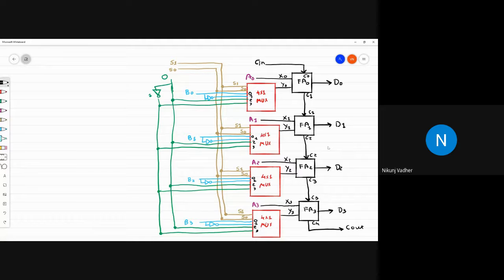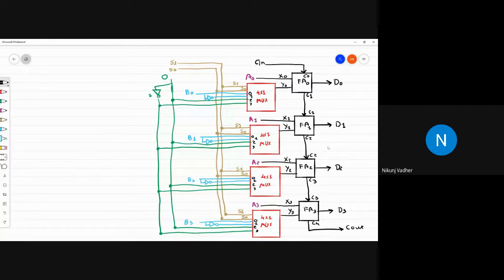Now, you see, from this figure, we can say that this A0 and B0 are the variables. Okay, and how many input parameters are there? Input parameters will be S0, S1, and Cin. If we consider these three parameters, then how many possible combinations are there? 2 raised to 3, 8.